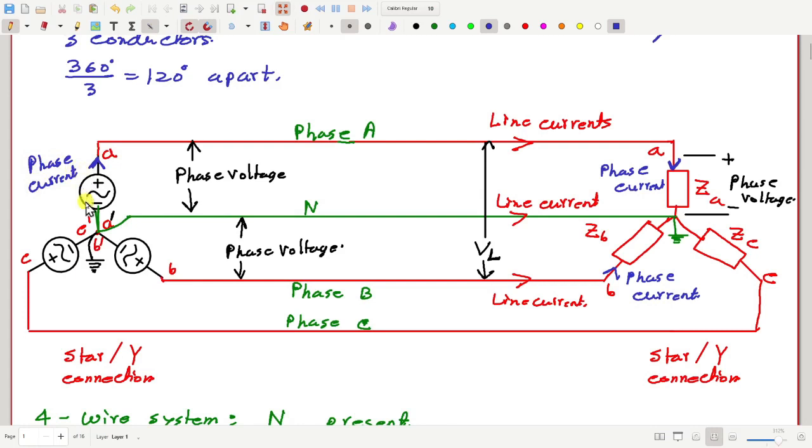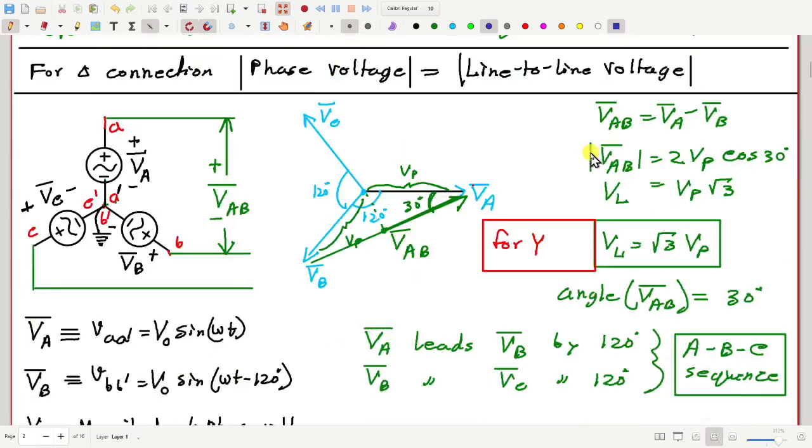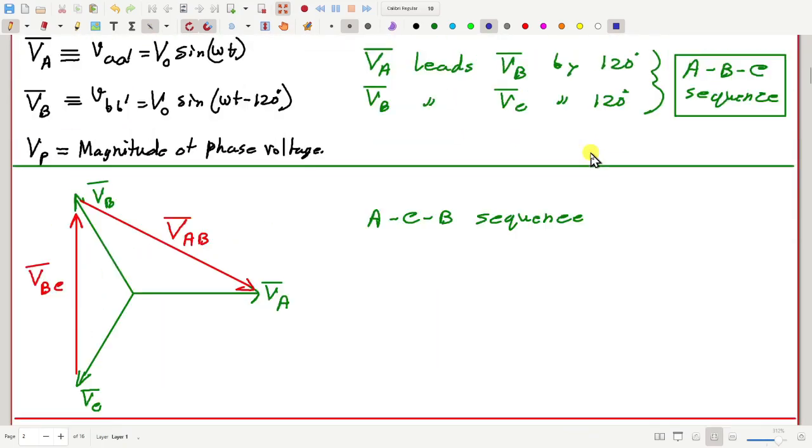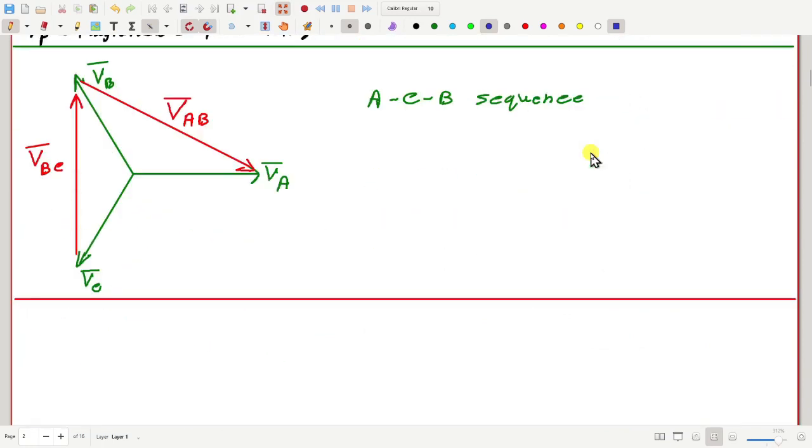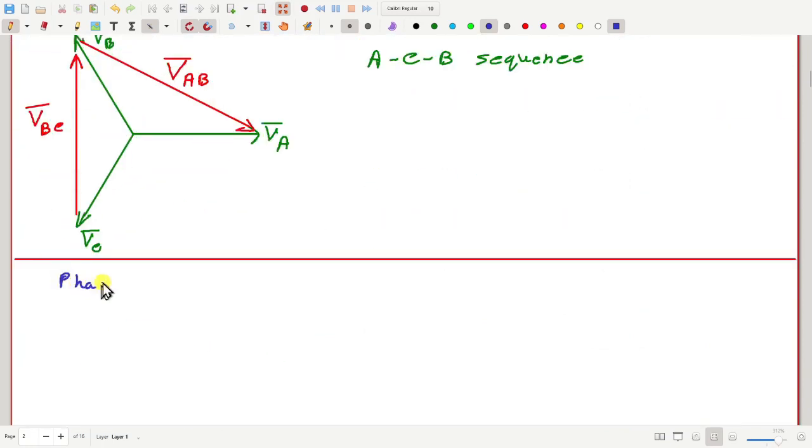Now, what is the relationship between phase current values and line current values for star connection? We see they are the same. So basically, phase currents are the same as the line currents for star connection.